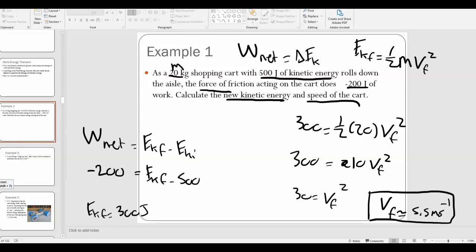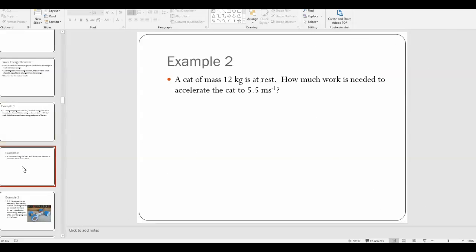Alrighty, so moving on. Example 2 says, a cat of mass 12 kilograms is at rest. Right off the bat, I got mass, I see it's at rest, and the question says how much work is needed to accelerate the cat to 5.5 meters per second. Okay, so pause here, try to answer this question on your own.